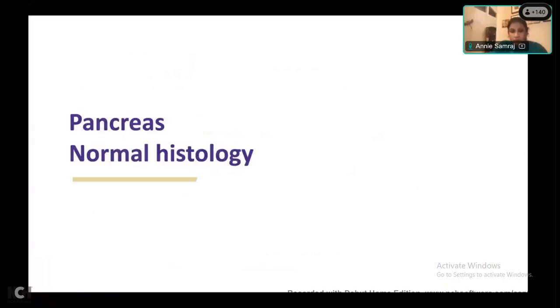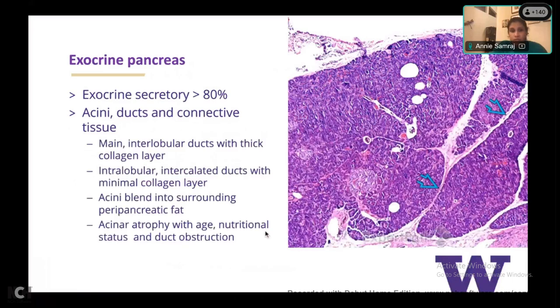Okay, so that was all about the grossing. So now let's go on to histology of the pancreas.